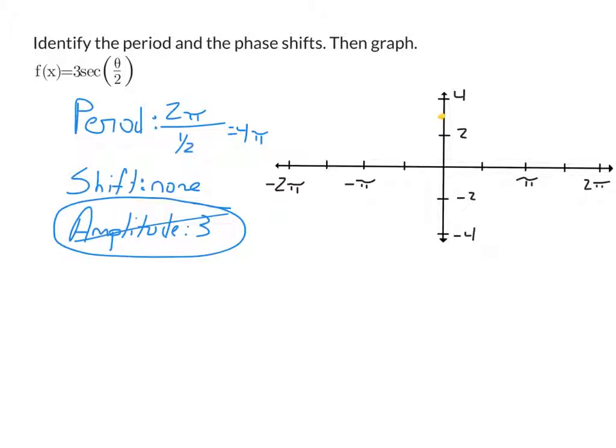However, in this case, the period is 4 pi, and 4 pi is the full length of this graph, so it's not actually going to be able to pull that off. On the right side, it will first hit 0 at pi, and then will finally hit its lower valley at negative 3. On the other side, it's kind of a flip of this. It'll hit 0 at negative pi, and then finally get to negative 3 at negative 2 pi.